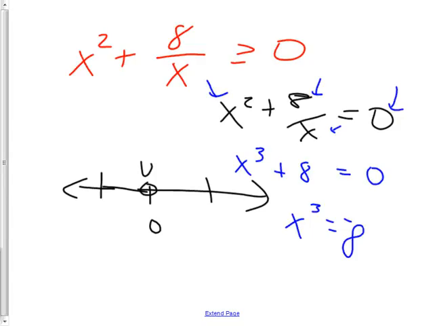There's only one thing in the world that would do that. What would do it? Negative 2. Negative 2 times negative 2 times negative 2 will give me negative 8. I know some of you are thinking it's impossible to have a... If it was squared, yeah, if this was squared, I couldn't make it work. But since it's cubed, I can. So negative 2 is my zero.